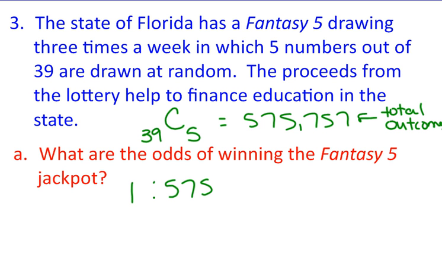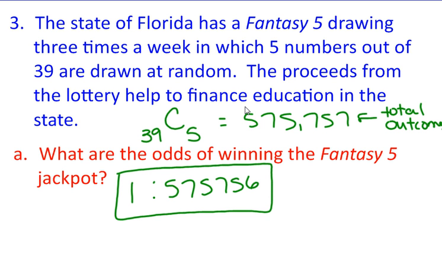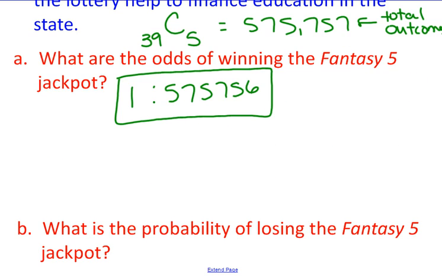So I have 575,756 ways to be the loser. So my odds of winning the Fantasy 5 jackpot in Florida are 1 to 575,756. You see that a lot with like Powerball. Odds of winning are 1 in a million. You can see that sometimes, so that's what they're talking about there.